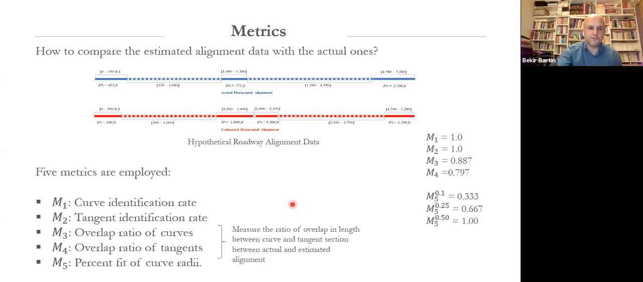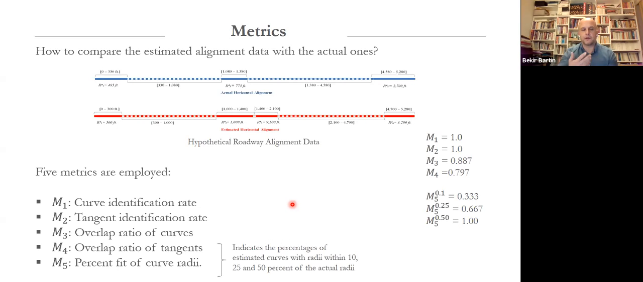And the last one, M5, is again borrowed from the literature. It shows the percentages of estimated curves with radii within 10, 25, and 50% of the actual radii. Now here, in this example, that means 33% of the curves detected had a radius value within 10% of the actual one.